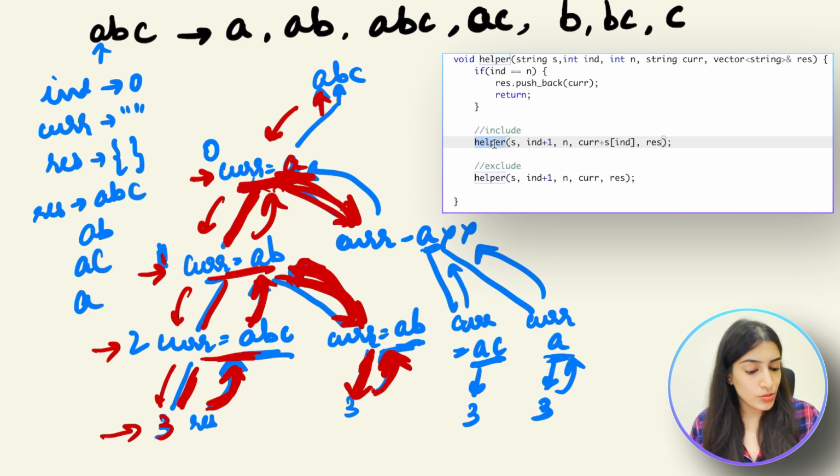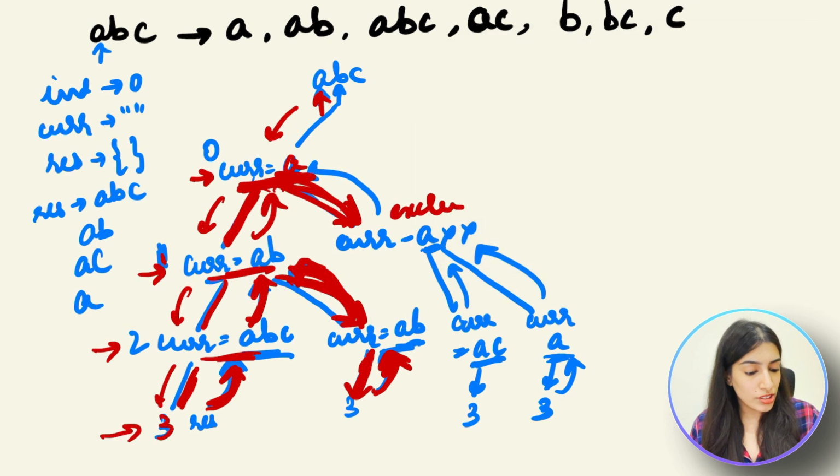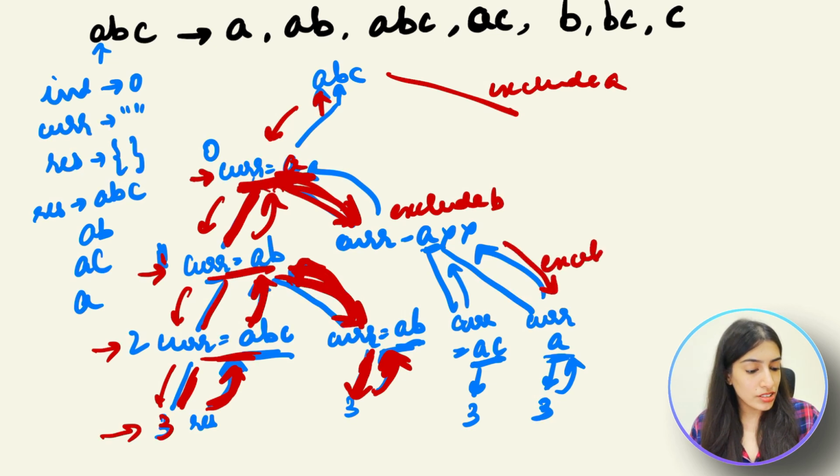So basically this is what? This part is exclude B. So this part will be exclude A. This part is exclude B. This part is exclude C.